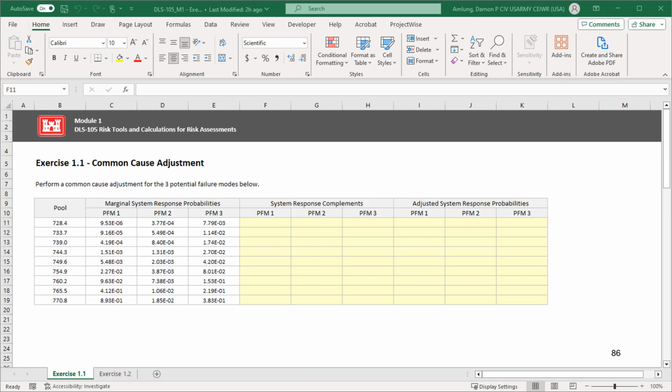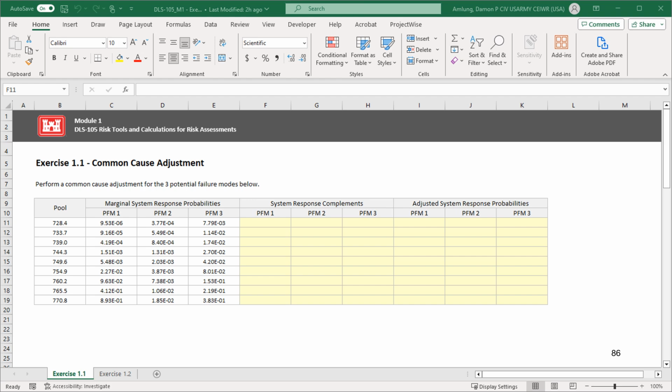It will now be your turn to do a common cause adjustment. In the table, you have 3 different potential failure modes and space to complete the intermediate step I showed you, which should make it easier to perform De Morgan's rule and to calculate the adjusted system response probabilities.